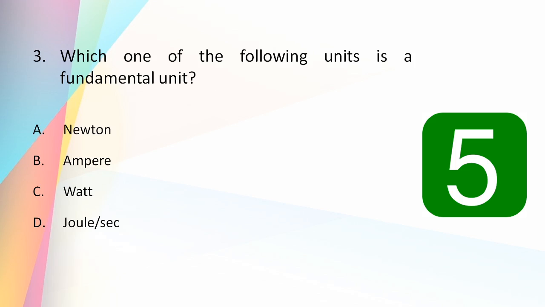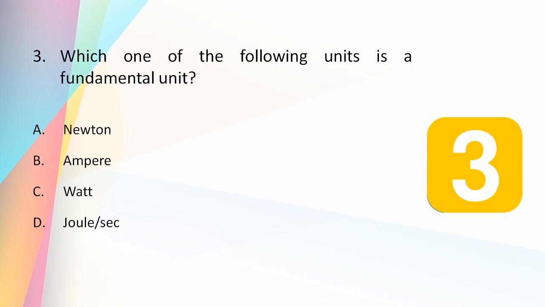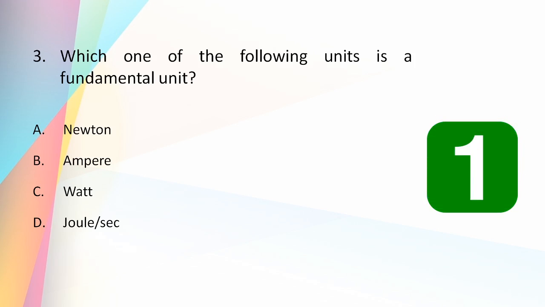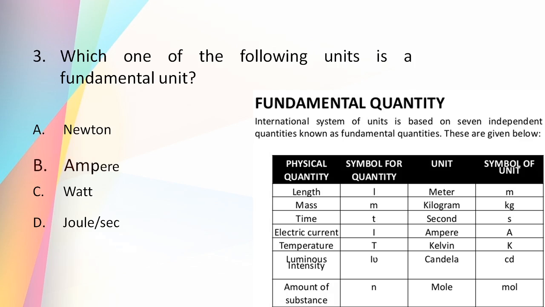Which one of the following units is a fundamental unit? Newton, ampere, watt, joule per second. And here you go. And the answer here is ampere because we know the unit of electric current is among the fundamental units which is not derived from any other units, and the unit is ampere.